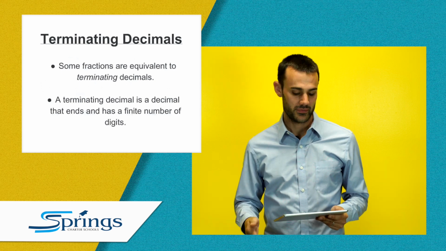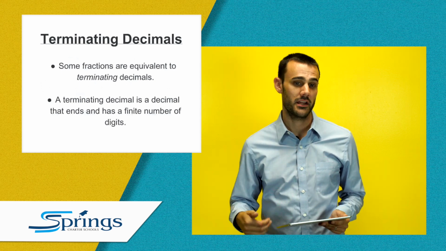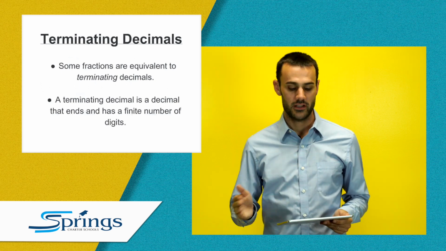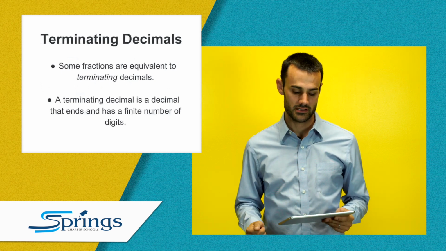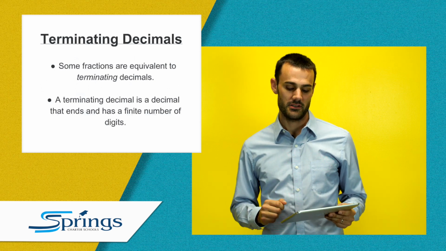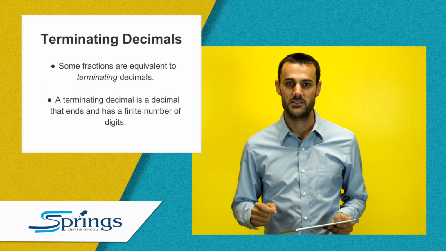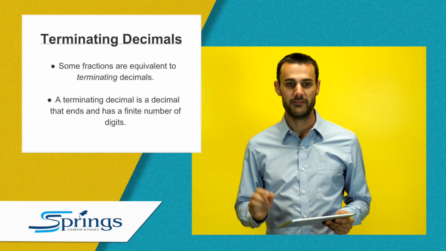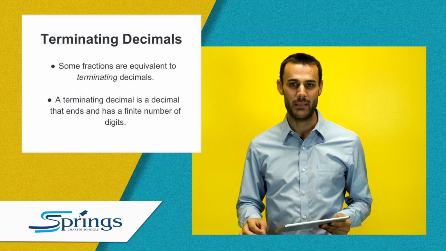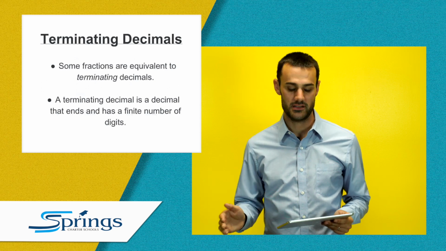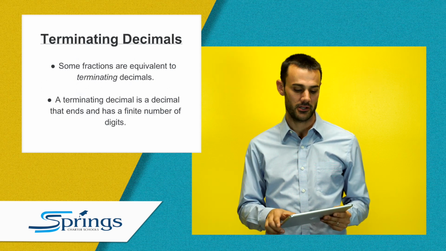Some fractions are equivalent to terminating decimals. We should know that fractions, when converted to a decimal form, can convert into what we call a terminating decimal. But here's the real finite definition. A terminating decimal is a decimal that has a finite number of digits. And that word finite kind of needs a sub-definition here. So finite means it has a specific amount. And that amount can vary from 1 to 10, or even more than 10. So let's go ahead and take a further look.